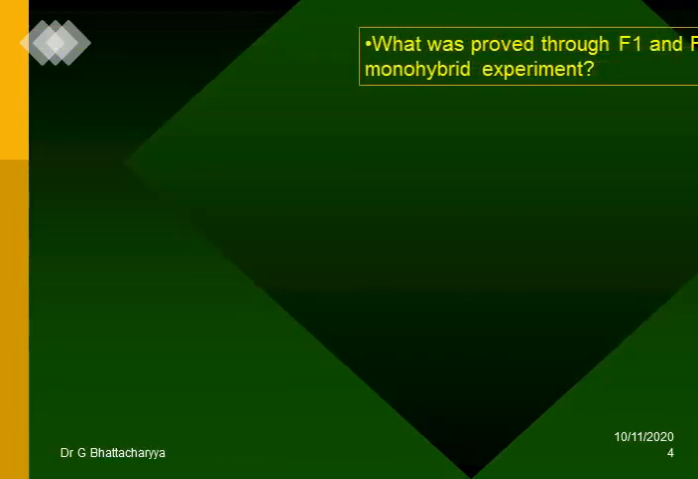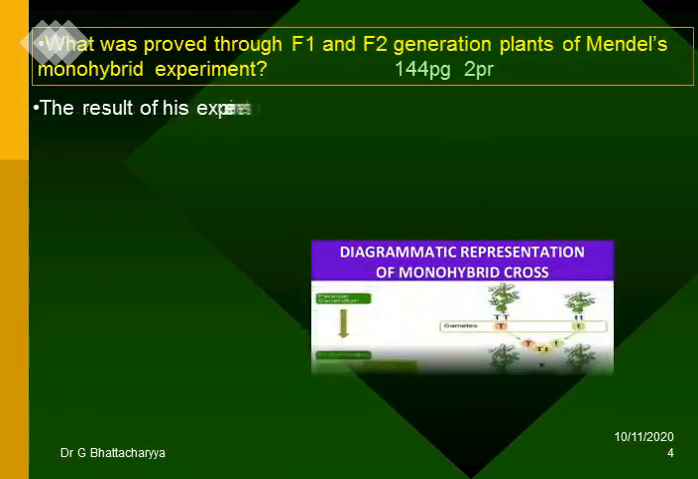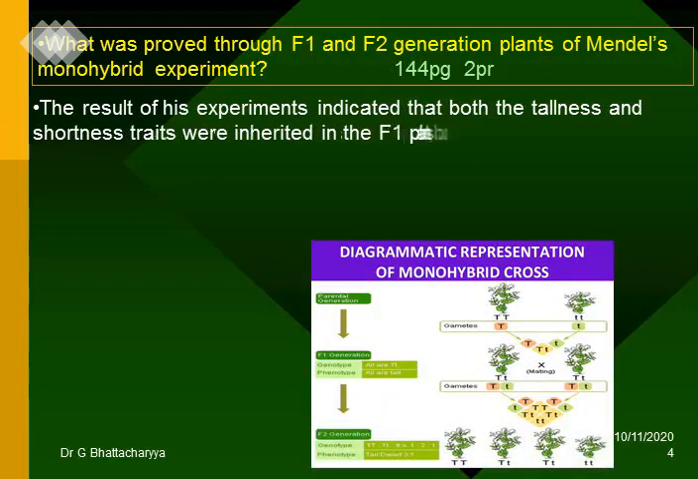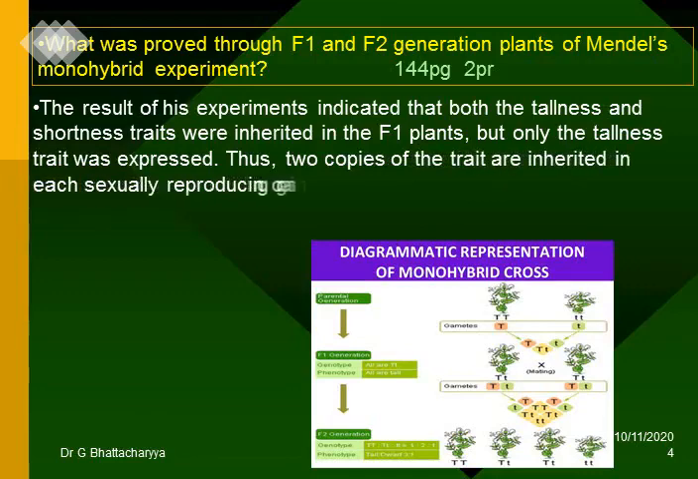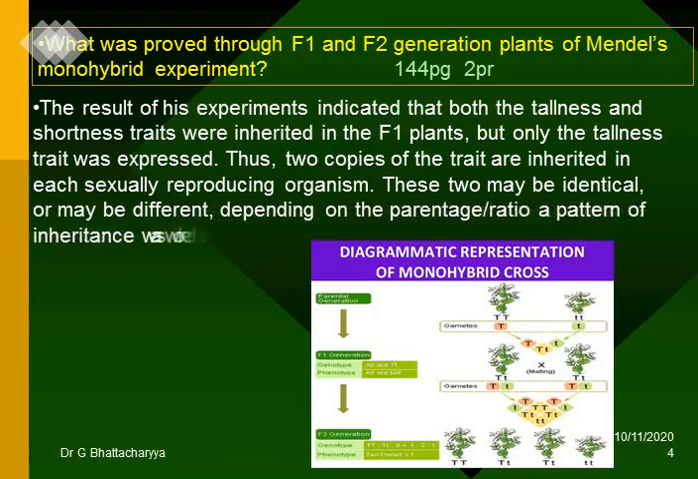What was proved through F1 and F2 generation plants of Mendel's monohybrid experiment? The result of his experiments indicated that both the tallness and shortness traits were inherited in the F1 plants, but only the tallness trait was expressed. Thus, two copies of the trait are inherited in each sexually reproducing organism. These two may be identical or may be different. Depending on the parentage ratio, a pattern of inheritance was worked out.